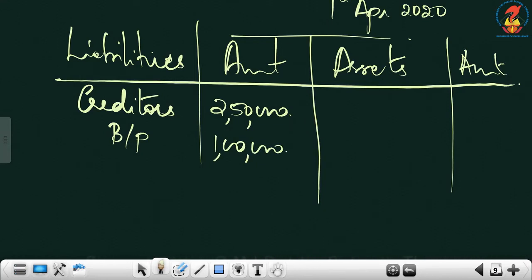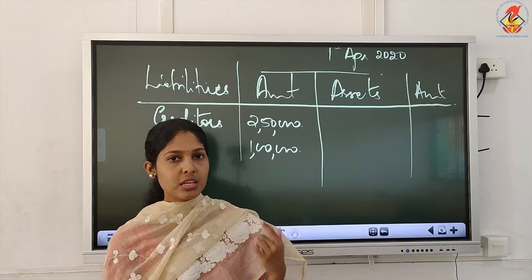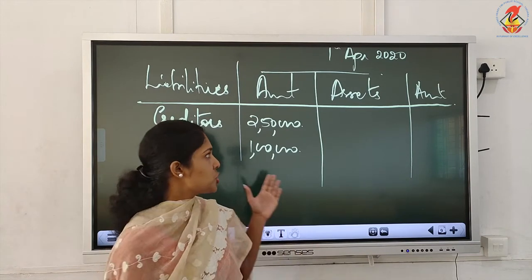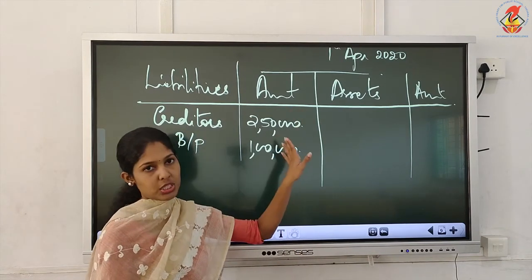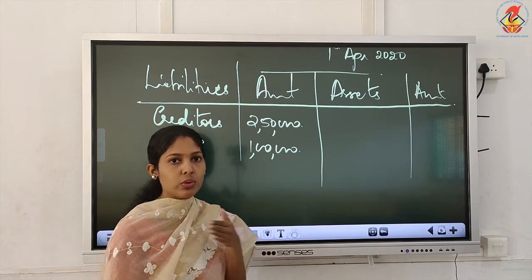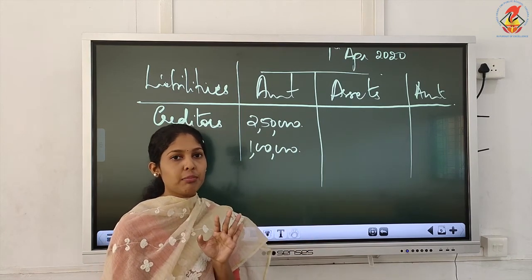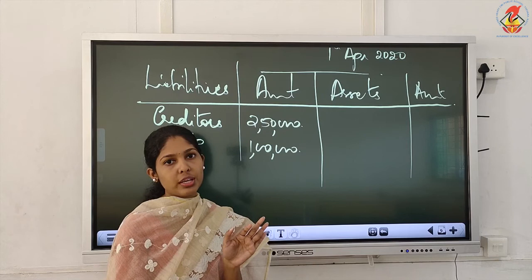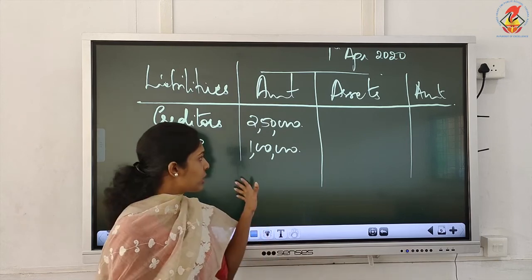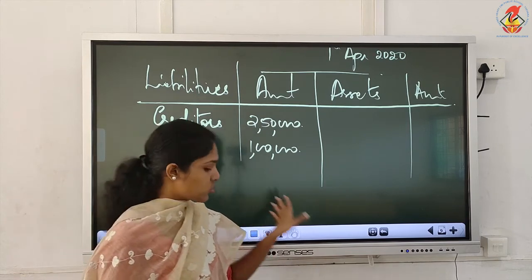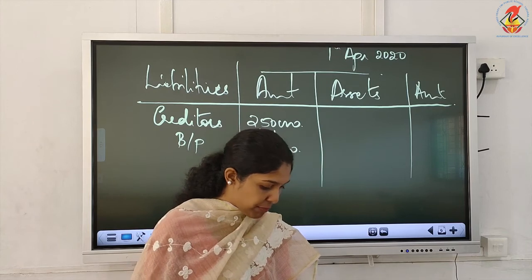Then we have general reserve. General reserve is there in the old balance sheet. Should we take it in the new balance sheet? No, because we already distributed it among the old partners in the old ratio. Now we don't have any reserve. So leave it. There is no general reserve. So ignore it. Then we have capital accounts.